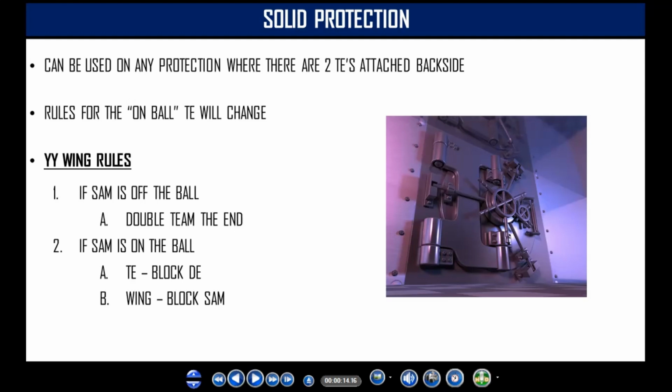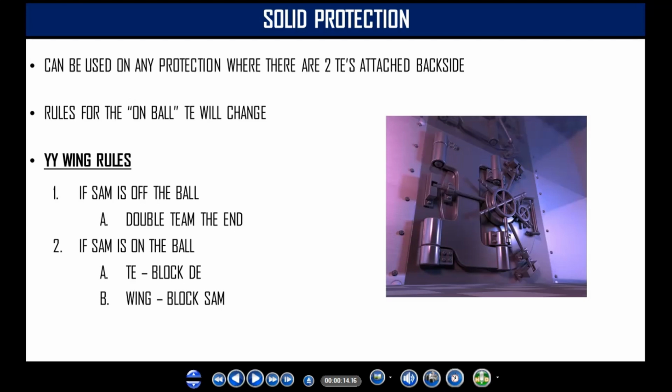I like this one. I don't like it as much as seal, right? Because you do have some rule changes here. The rules are as follows. If the Sam is off the ball, so 4 down, like an over front, then you're going to double team the end with the tight end and the wing. So the tight end and wing would be in charge of the end and any exterior pressure. So corner, safety, anything exterior, your tight end and wing are responsible for that.